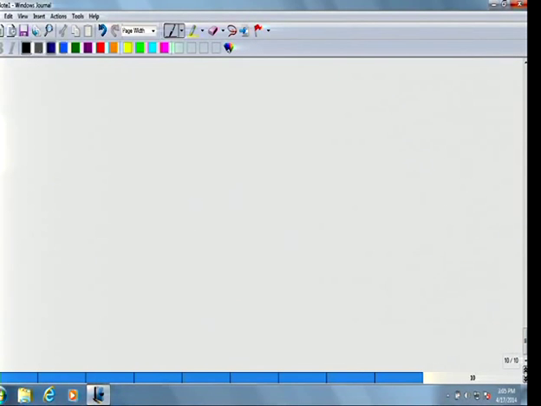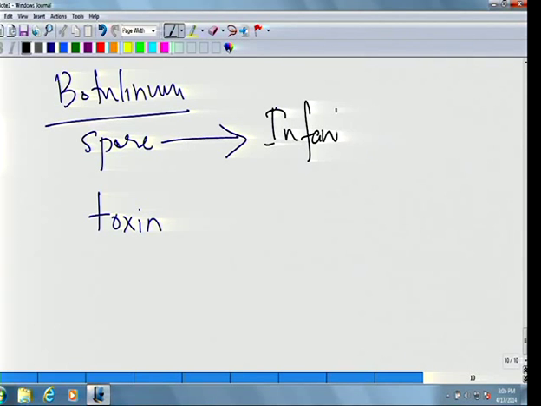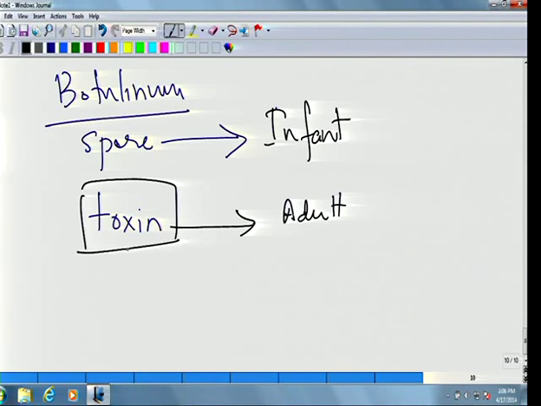Okay. So botulinum, again, spore and toxin. So what are the two types of botulinum? Infant, yes, infant botulinum. It's the ingestion of the spores, colonization of the gut with the bacteria, and in adult, it is ingestion of the toxin. So this could be in the food.